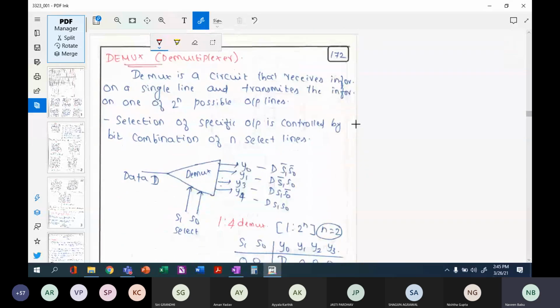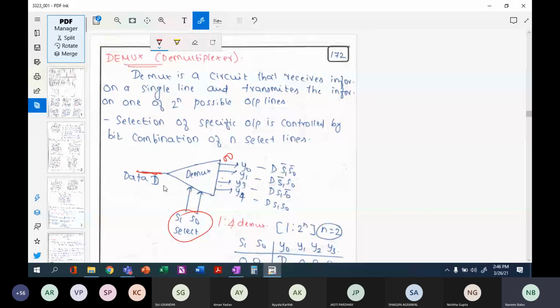Okay. Next is a demultiplexer. What is a demultiplexer? It will have one input and many outputs, and you will have select lines here. These select lines will decide which output line your input will go to, which means that I can always write my output as D multiplied by the select lines. So y0 can be written as D, because this is the first line corresponding to 0 0, which means D S1 bar S0 bar.